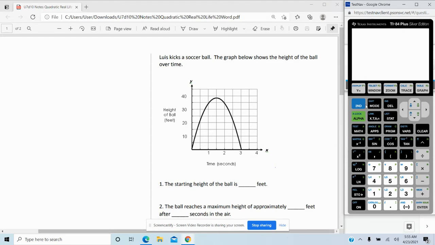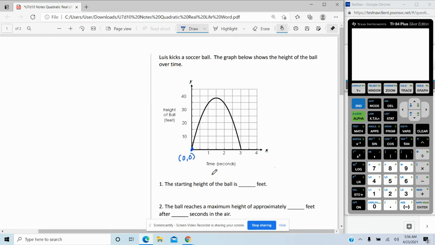Now they give us the graph, so this always makes it a little bit easier, right? Luis kicks a soccer ball, and the graph below shows the height of the ball over time. So on this one right here, we have some key points. This is a key point, right? Not only is this an x-intercept, that is a y-intercept because it is at the origin.